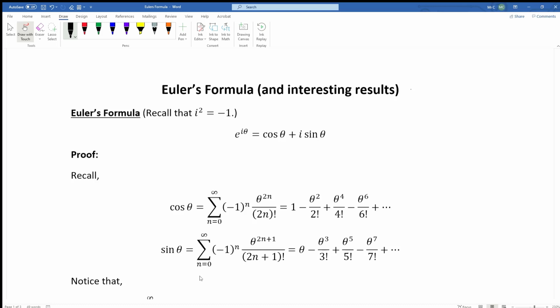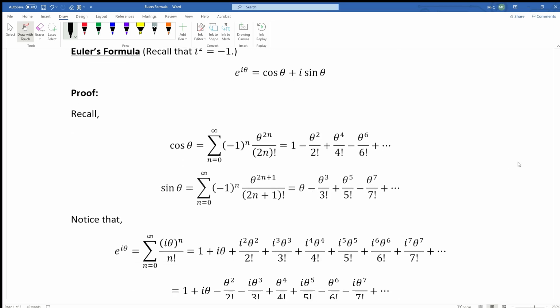Now for sine of θ, we get the sum from n equals 0 to infinity of (-1)^n θ^(2n+1) over (2n+1)!, which equals θ - θ³/3! + θ⁵/5! - θ⁷/7!, etc. Now, let's take a look at e^(iθ). So if we use our Maclaurin series for e^x, but we're replacing x with iθ, this would be the series from n equals 0 to infinity of (iθ)^n over n!.